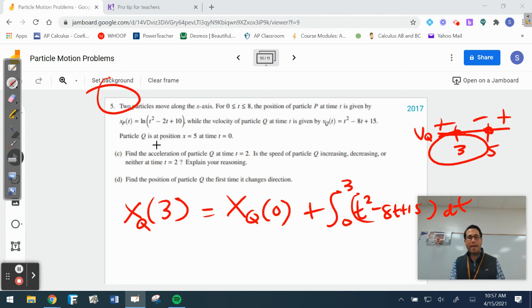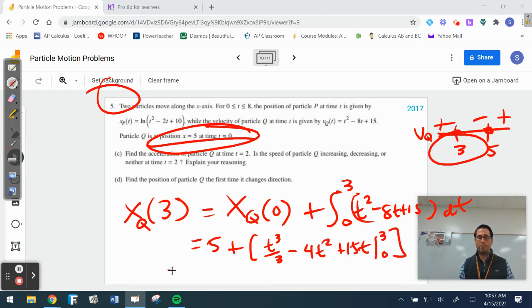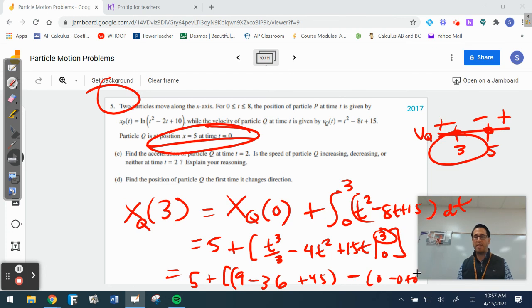All right, so where am I? Oh, sweetie sweets. I'm at 5 right there. I got to find the antiderivative of this, which would be t to the third over 3 minus 4t squared plus 15t from 0 to 3. Remember, you plug in the 3 first. A 3 in there is 27 over 3, which is a 9. A 3 in there is 9 minus 36. A 3 in there is a 45. And I'm going to subtract 0 minus 0 plus 0.